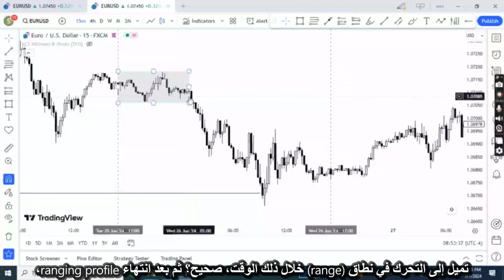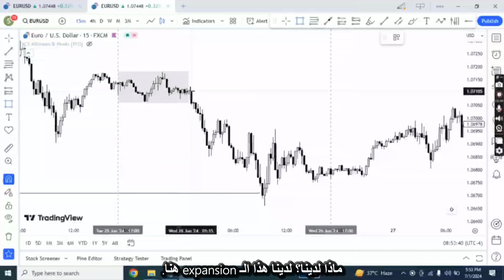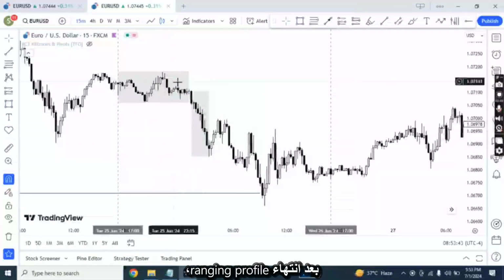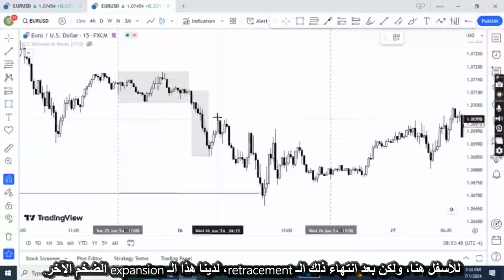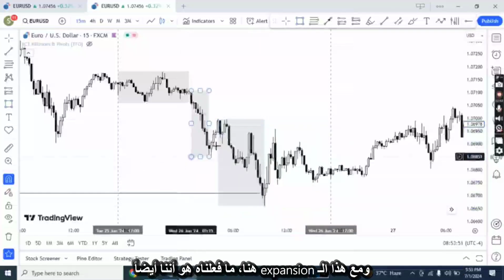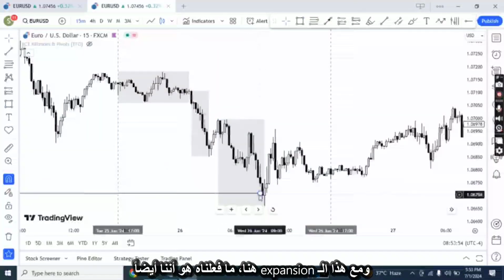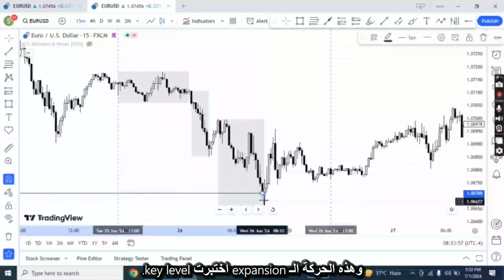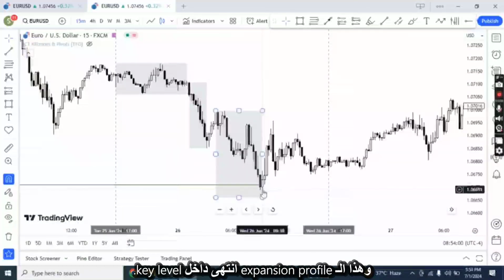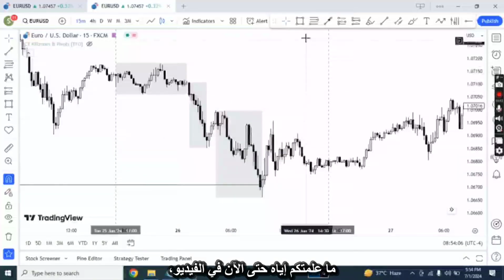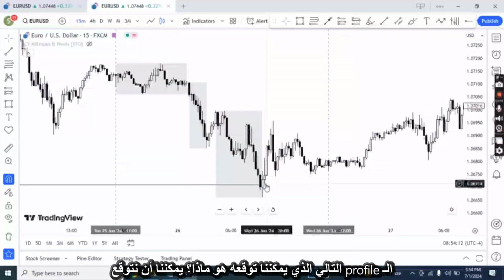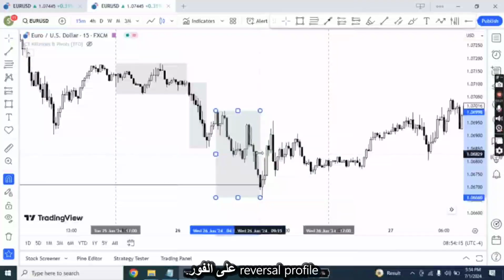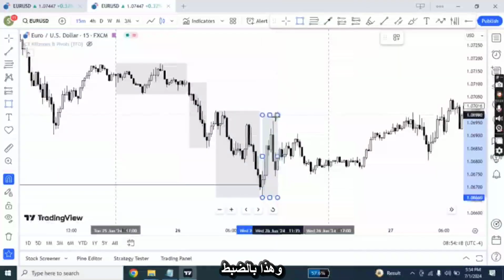After that ranging profile ends, we have this expansion right here. Then we have a small retracement down here, but after that retracement ends, we have another huge expansion. With this expansion, we also closed inside a key level: the expansion move tested a key level, and this expansion profile ended inside a key level. Based on what I've taught you so far in the video, after an expansion profile ends inside a key level and tests it, the next profile we can expect is what? We can expect a reversal profile straight away, and that's exactly what happened here.